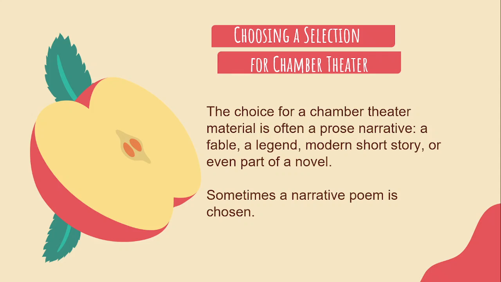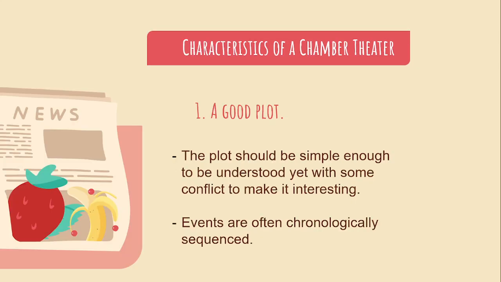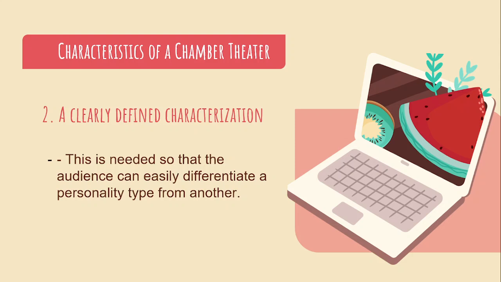How do you know if a Chamber Theater is done well? Number one, a good plot. The plot should be simple enough to be understood, yet with some conflict to make it interesting. Events are often chronologically sequenced. Number two, a clearly defined characterization. This is needed so that the audience can easily differentiate a personality type from another.